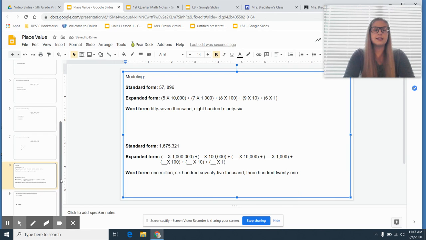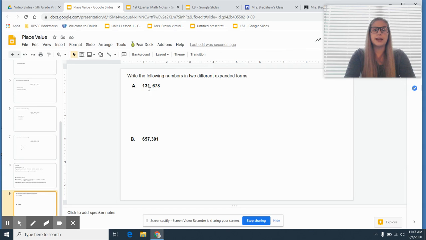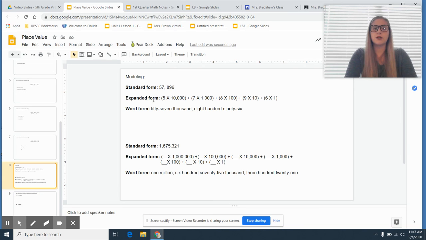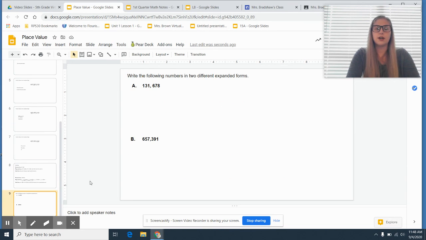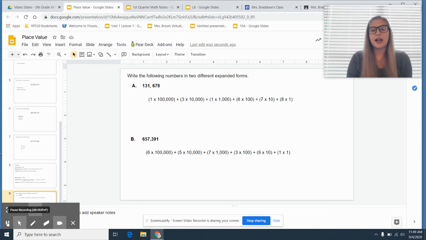All right. I want you to try to write these numbers in expanded form. Remember, expanded form is taking the place value it is in and multiplying it by the number. So I want you to try these two numbers here. Pause the video now. Welcome back. I would like you to check your answer of how you wrote the number in expanded form with mine. Check now.